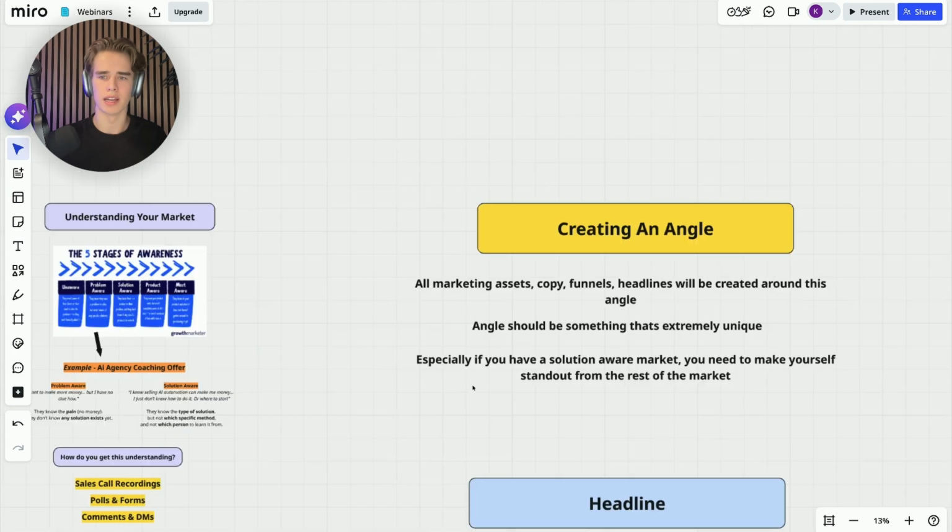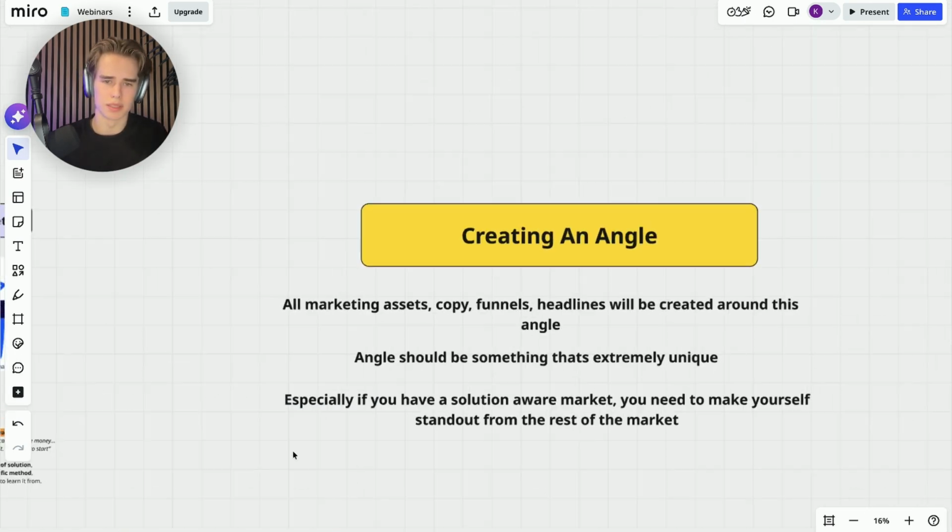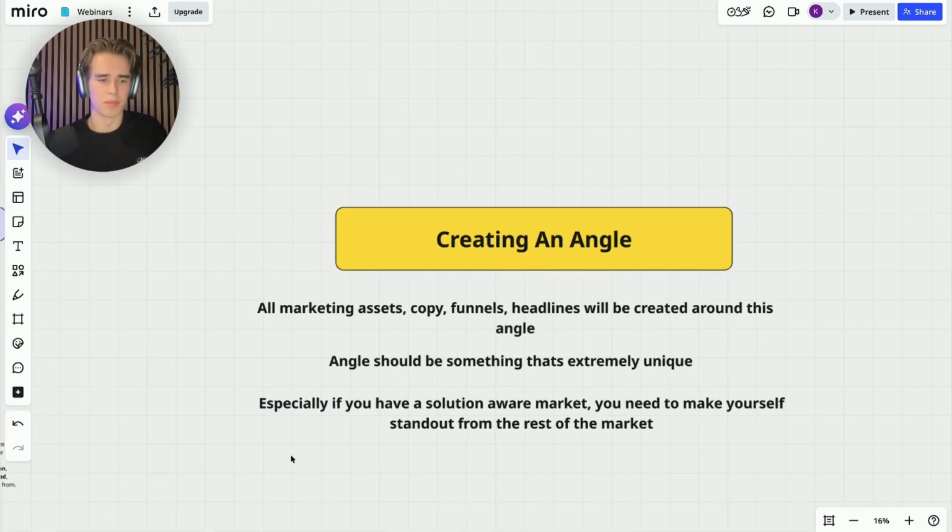So now that you know which bucket your market falls into, you can move over to the angle. And this is an extremely important step as well, especially if you're in the more saturated markets. Your angle needs to be in place, otherwise no one's gonna come or sign up to your webinar. And all of your marketing assets, copy, funnels, headlines should be created around this angle, so they should be congruent through the whole funnel.